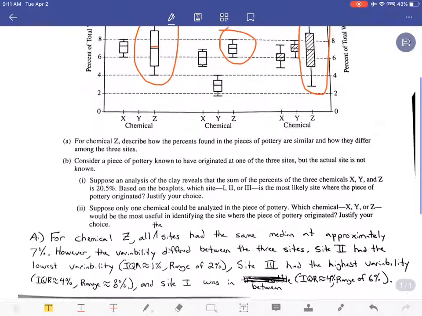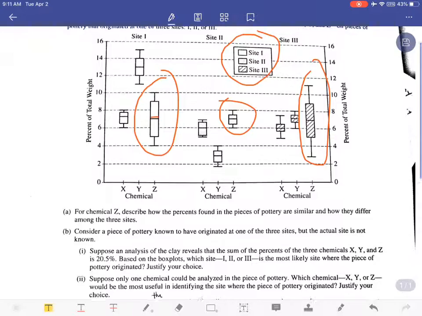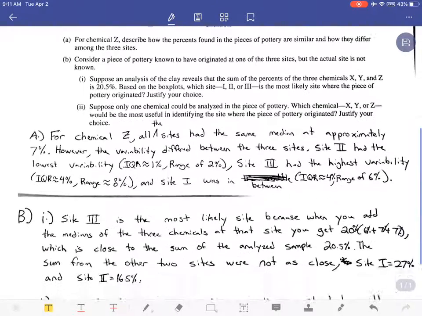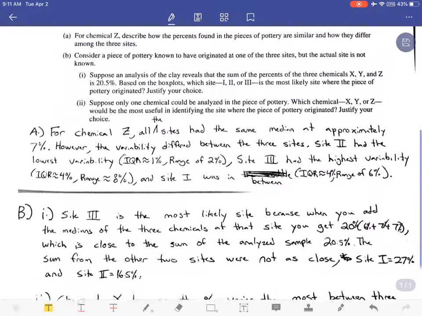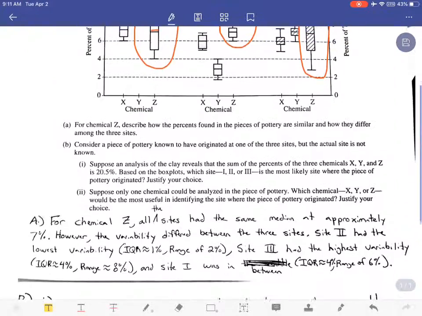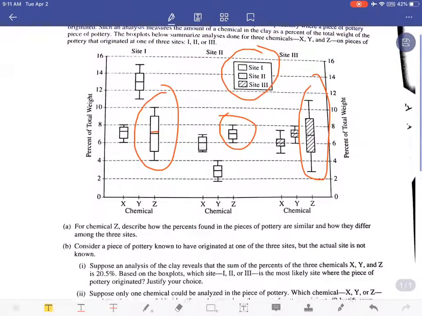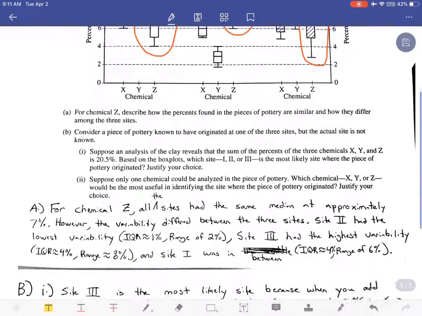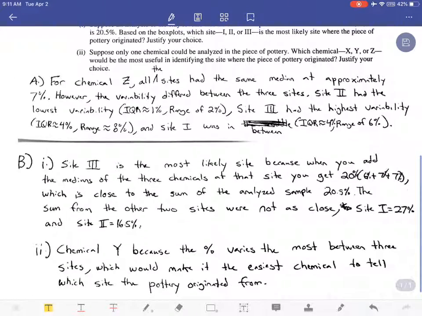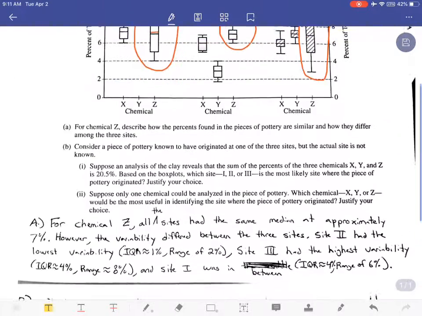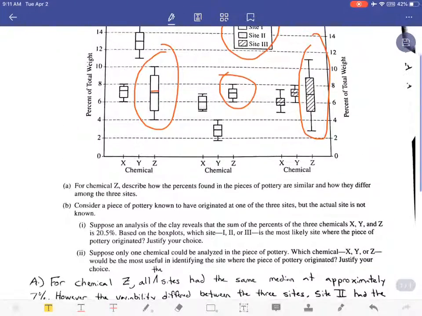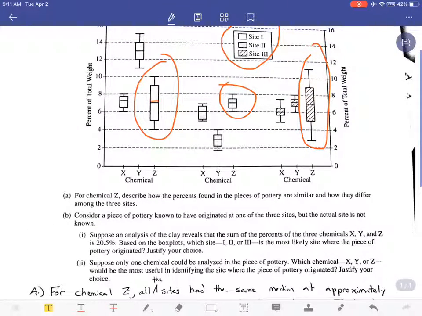Site 1 was 27%, so that's higher. Site 2 came out to 16.5%, and then site number 3 came out to, I believe, approximately 20%, which is really close to 20.5. Again, it's not an issue that it's not exactly 20.5, because remember, anytime we're doing real life statistics, there's going to be natural variability. Okay?